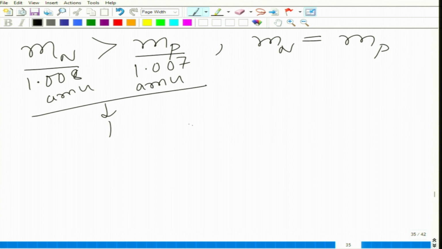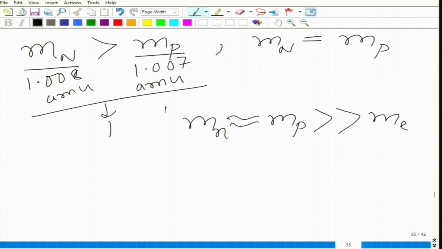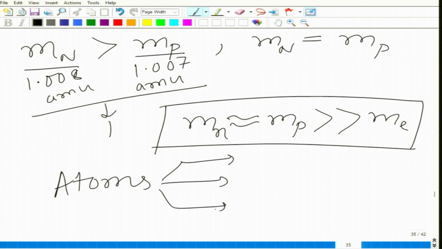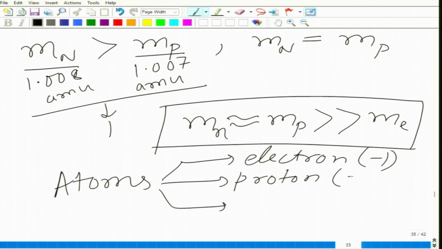So ultimately, mass of neutron and mass of proton are equal and very, very greater than the mass of electron. So we get the 3 components of atom. Electron are negative, proton are positive, and neutron are 0. So now we know the 3 particles of atom: electron, proton and neutron.